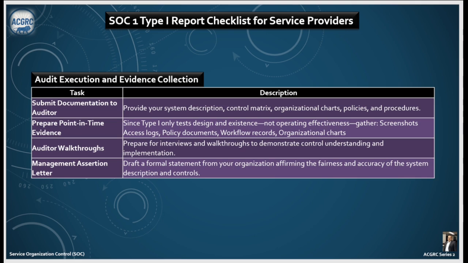Next, since type 1 only tests design and existence, not operating effectiveness, gather screenshots, access logs, policy documents, workflow records, organization charts. Now, what is a screenshot here talking about? Basically, in your design document, when you say users would do step 1, step 2, step 3, there should be a reference how step 1 looks like. This helps in visualizing. This would help the staff, generally the staff who's onboarding, who knows nothing on your system. He'll refer to your document, look at the screenshot, understand the screens, so that when he's executing his part of the role, he has a reference point.